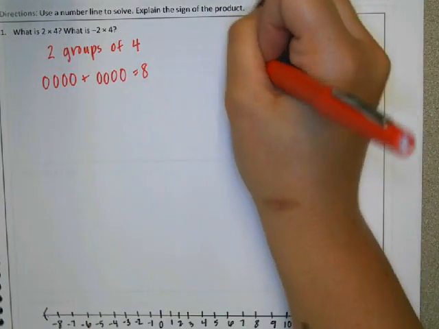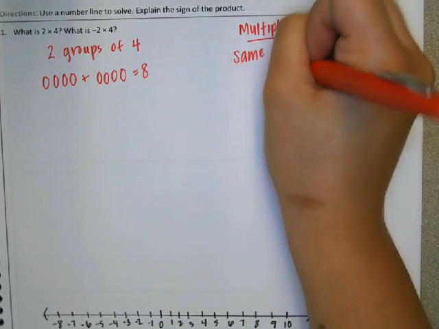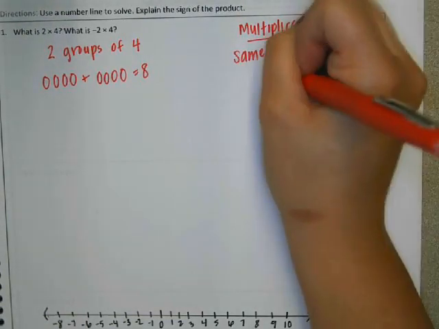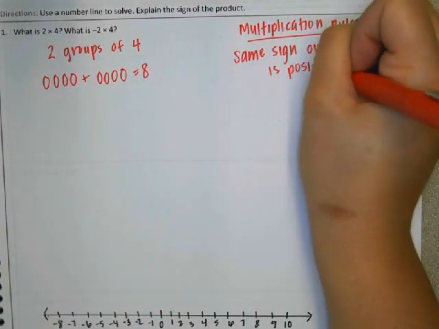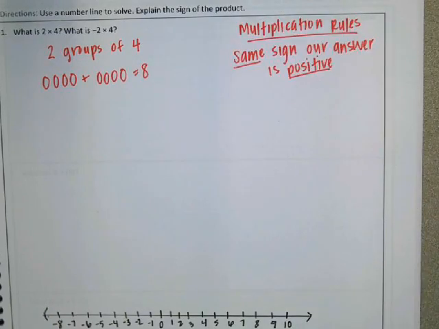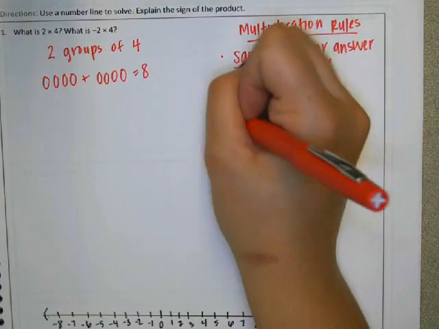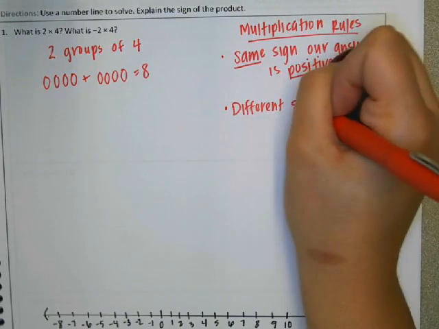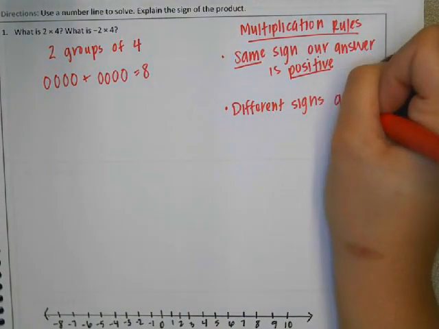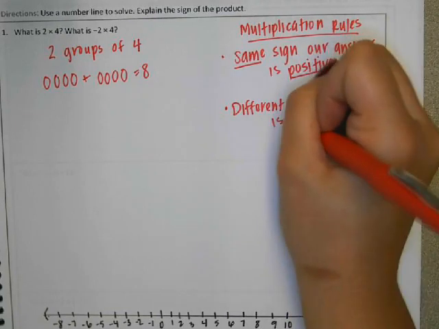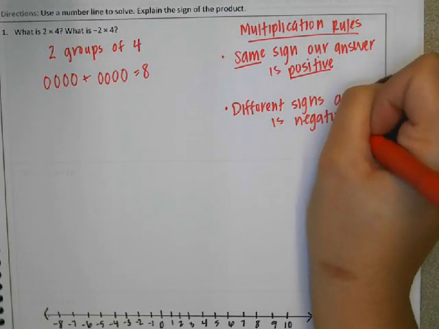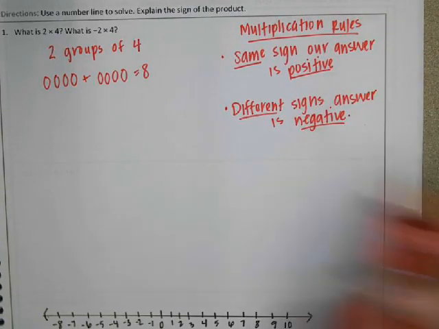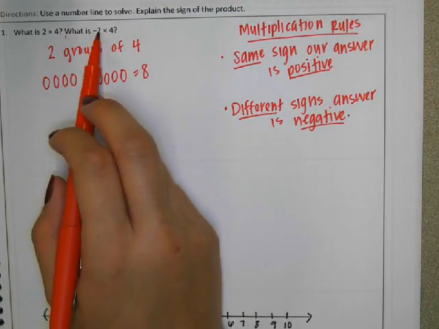When we have the same sign, our answer is positive. Same sign, answer is positive. Second rule, different signs. Answer is negative. Okay, different, negative.